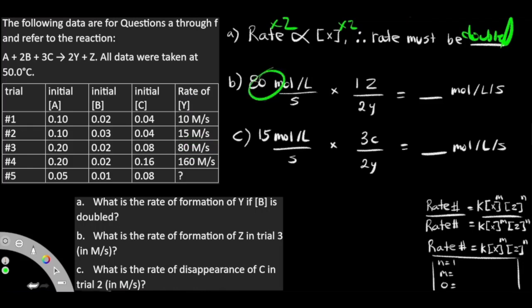Let's write that down. So we have 80 moles per liter per second. Diagonally, they are going to be the same. So I've written it out this way so that they can cancel out. For every 2Y, there's going to be 1 Z, as written over here. So it's going to be a 1/2 ratio. That's half. So you just multiply them. You end up getting 40.